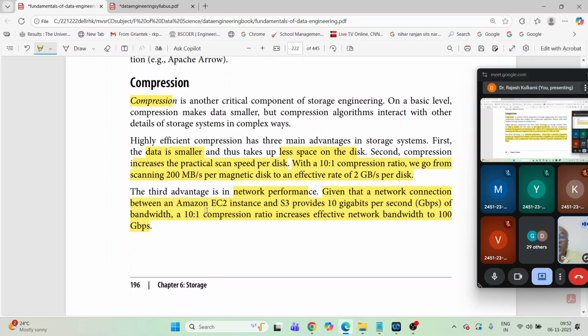Here there is an example given. Let us say you have EC2 of Amazon, and you have S3. You know what EC2 as well as S3 are, right? So this is the speed, let us say 10 gigabits per second. But a 10 to 1 compression ratio will increase this network bandwidth to 100 Gbps. That's the benefit of compression.